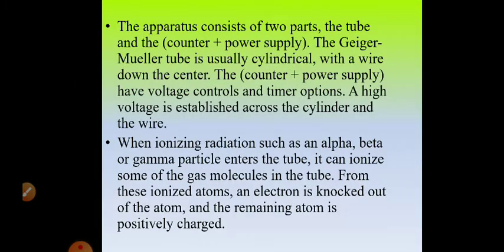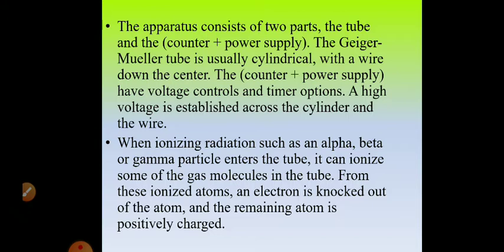Right, now let us see. The apparatus consists of two parts. One part is the tube, and the second part includes the counter and power supply. The Geiger-Müller tube is usually cylindrical, having a wire down the center. The counter and power supply have a high voltage control and timer option. High voltage is established across the cylinder and the wire. The cylinder serves as one electrode and the wire serves as the other electrode.